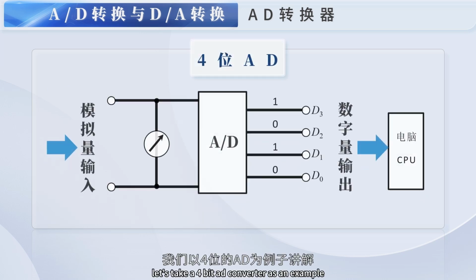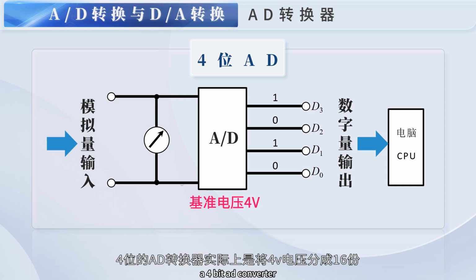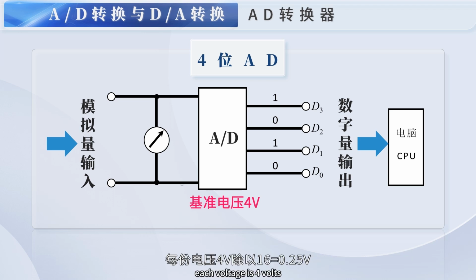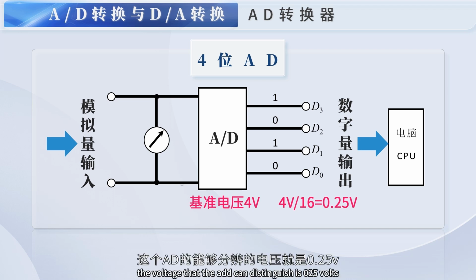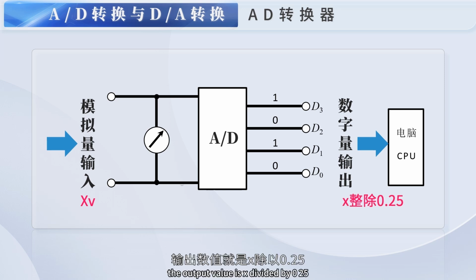Let's take a 4-bit AD converter as an example. As shown in the figure, the left input is an analog signal, and the right side is the digital signal. If the reference voltage is 4 volts, a 4-bit AD converter actually divides the 4-volt voltage into 16 parts. Each part is 4 volts divided by 16, which equals 0.25 volts. That is to say, the voltage that the AD can distinguish is 0.25 volts. When the input voltage is X volts, the output value is X divided by 0.25.